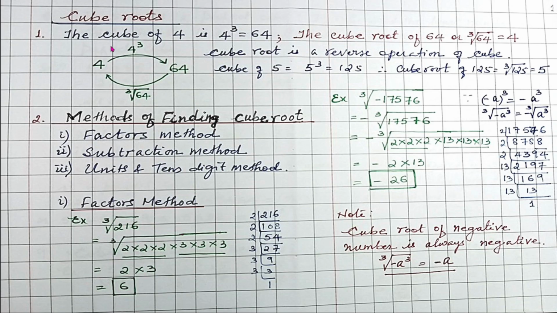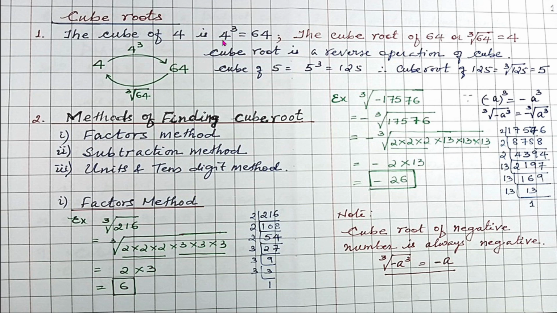Let us understand that. If 4 cube is 64, that is 4 to the power 3 is 64, then the reverse operation, that is the cube root of 64, is 4. If 4 cube is 64, then the cube root of 64 is 4. That means cube root is the reverse operation of finding the cube of a number.